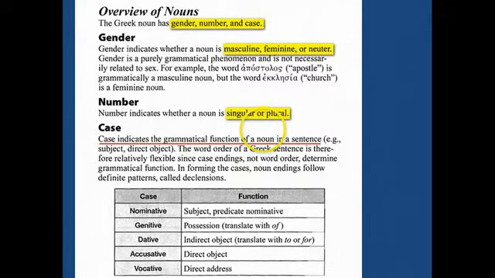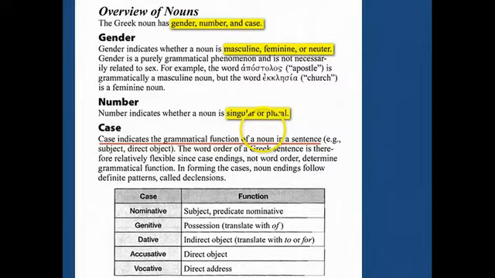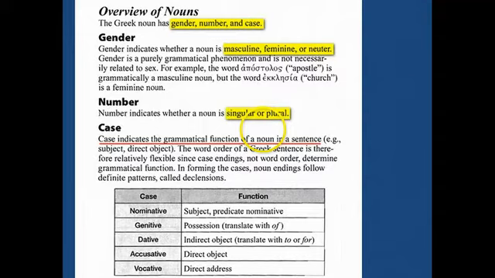And you've been learning this inductively last semester. I was using the proper cases as I told you stories and talked to you, but now we're going to learn to recognize this explicitly. The word order of a Greek sentence is very flexible, as you learned, and case endings, not word order, determine whether something's the subject, the direct object, the indirect object, and so on.